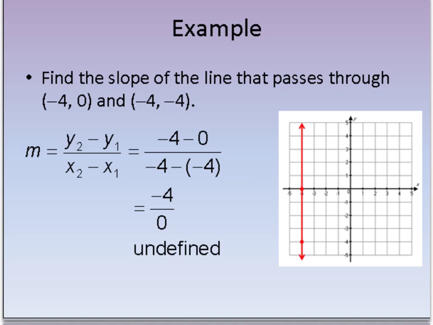Next, we have used the formula with these points and also plotted them, and they form a vertical line. And when I use the formula here, I get a 0 in the denominator. I cannot divide by 0, and therefore the slope is undefined. And so just looking at the graph, I can draw a U on my graph for undefined.